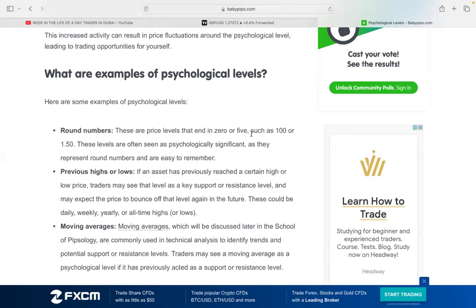This level is often seen as significant as they represent round up numbers and are easy to remember. Because when you go to a bank and you want to withdraw money, they don't give you 2,015 naira, they give you 2,500. When you want to withdraw extra money, they may give you like 3,000 naira, 3,500, 4,000 naira, 50K, 50,500, 55K. All those round up numbers like that.